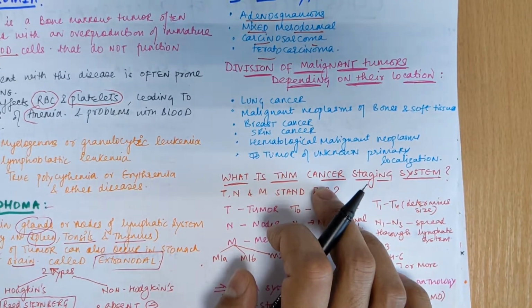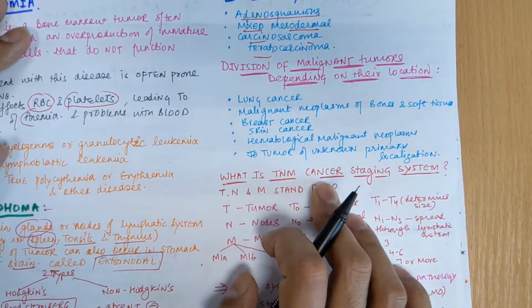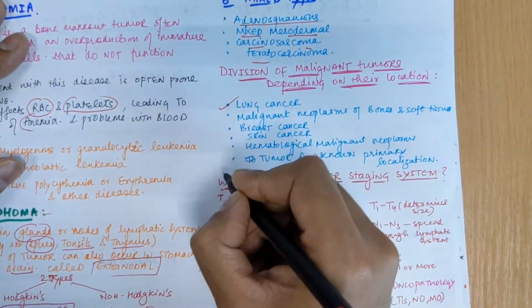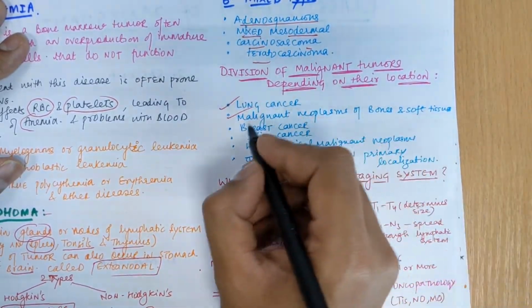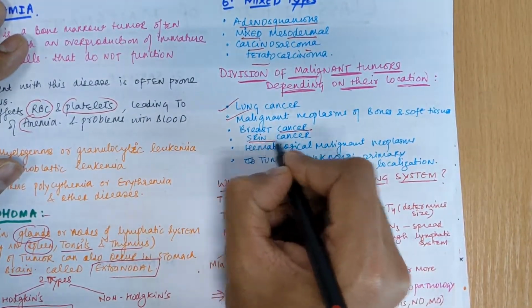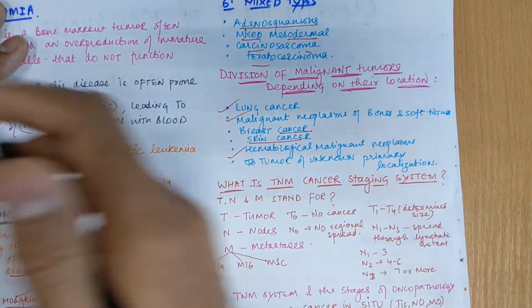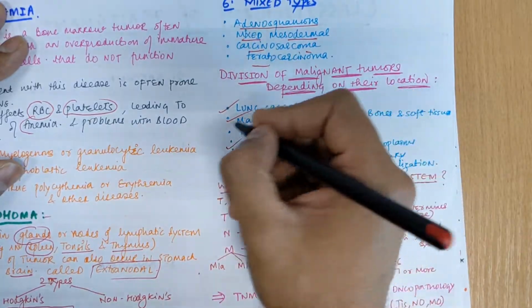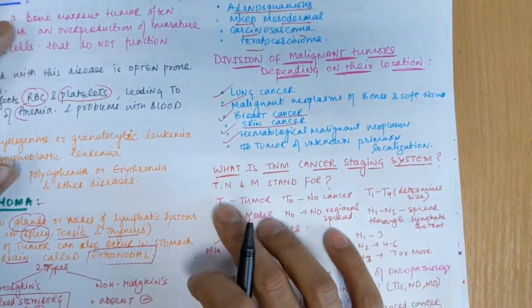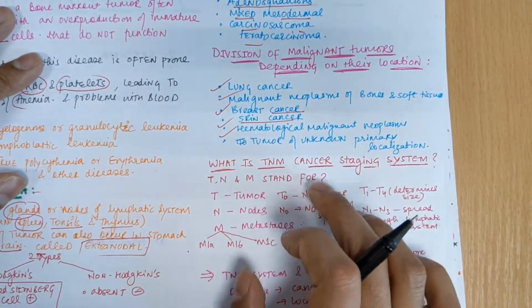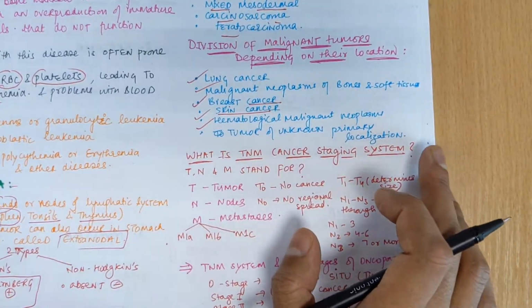Okay, now let's move on to the divisions of malignant tumors by location. On location we have lung cancer first, and then malignant neoplasm of bone or soft tissues, brain cancer, skin cancers, and hematological malignant neoplasm, as I told you, in the blood, in the breast, in the skin. So these cancers are on the basis of location. And tumor of unknown origin, where we don't know the origin of the tumor. So that is the last type.